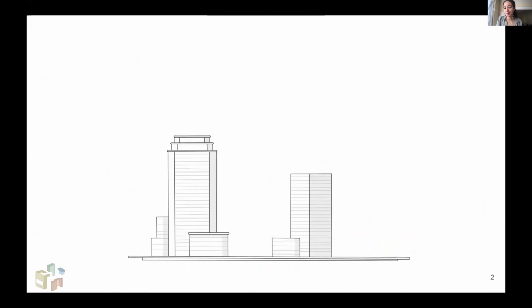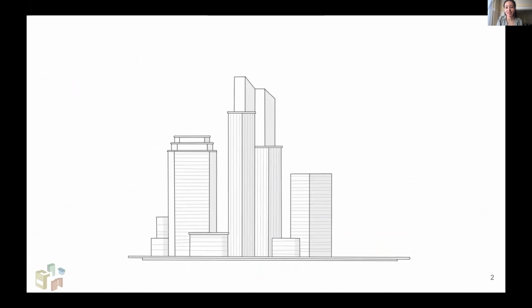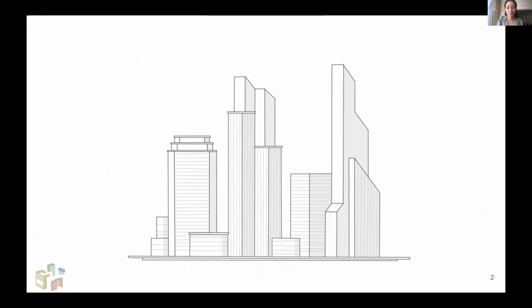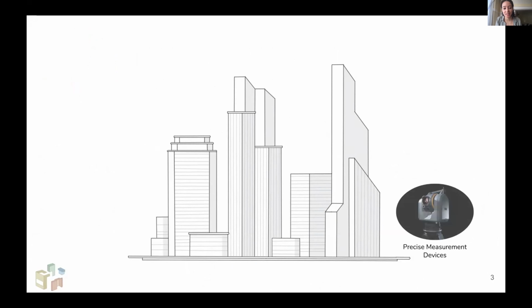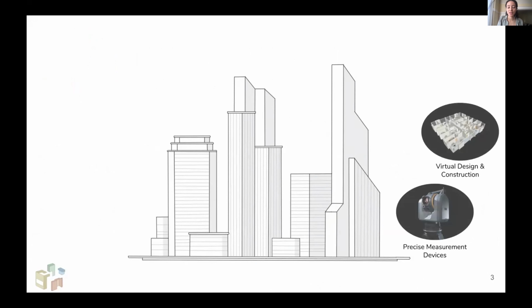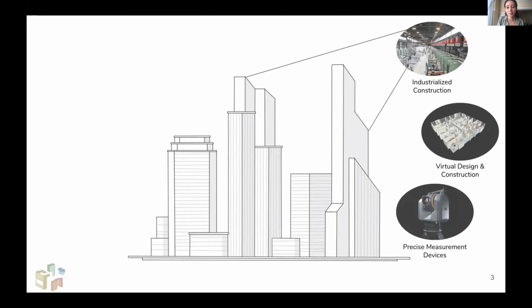Across the world today, there are thousands of new buildings being constructed every single day. And with them, construction techniques have also been evolving with things like more precise measurement devices, virtual design and construction software tools, and methods such as industrialized construction, which we'll be taking a closer look at today.